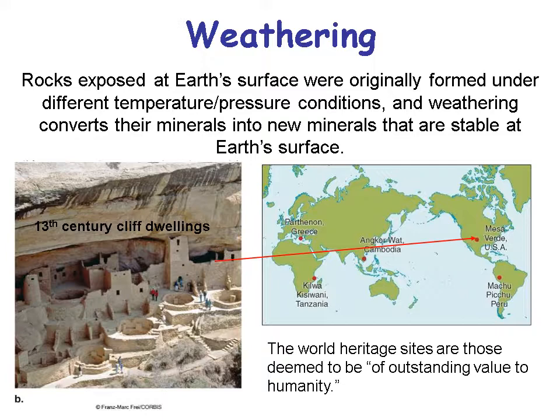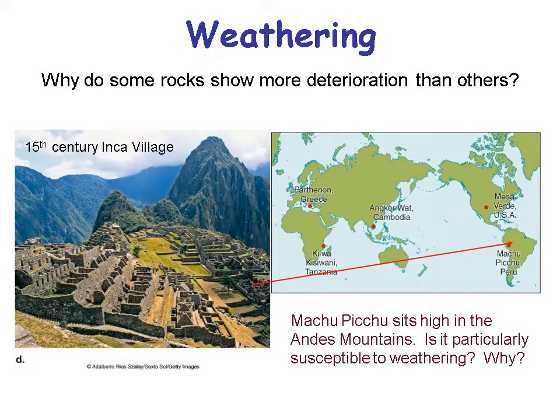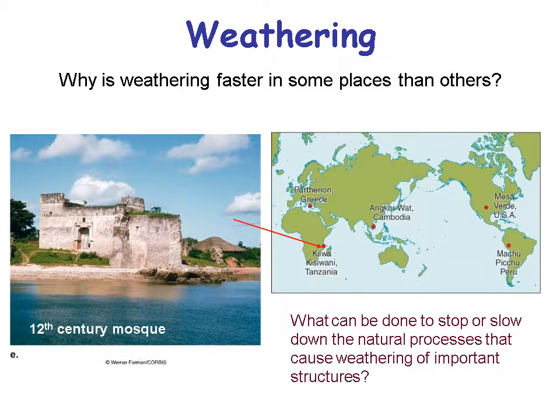These World Heritage Sites are deemed to be of outstanding value to humanity, but weathering just destroys them. Why do some rocks show more deterioration than others? Why do some rocks weather more than other rocks? Here's Machu Picchu. It's high in the Andes Mountains. Why is it particularly susceptible to weathering? And here's a 12th century mosque on the coast of Tanzania, Kilwa Kisiwani. What can be done to stop or slow down the natural processes that cause weathering on these important structures?